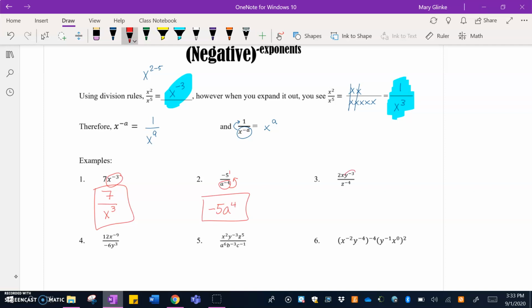For number 3, there's 2 things that need to move. Anything that has a negative exponent, I would circle it first and move it. So we're going to move y to the negative third down, and we're going to move z to the negative 4th up. We're going to leave 2x alone. Z to the 4th is going to come up to the numerator, and y to the 3rd moves to the denominator, and then there's nothing else to simplify.